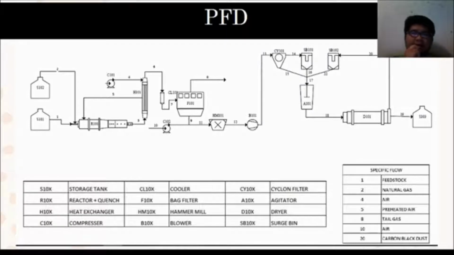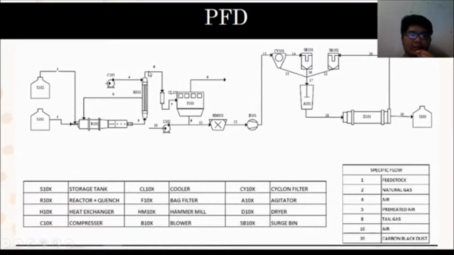Next, this is the block flow diagram for our carbon black production. First, feedstock is entering the furnace along with the natural gas, which will be used to heat up the furnace, and the preheated air is being used, and the quench water is being sprayed inside the reactor. And after the reactor, it will move to the heat exchanger, where it will exchange the heat to heat up the air coming from outside.